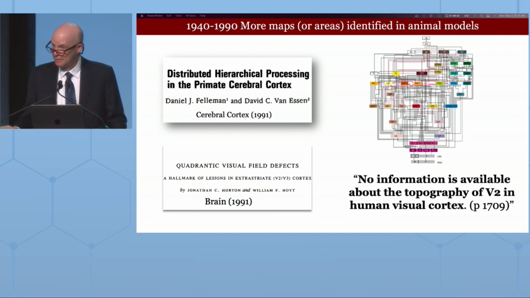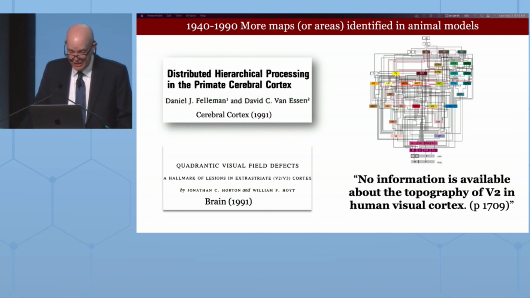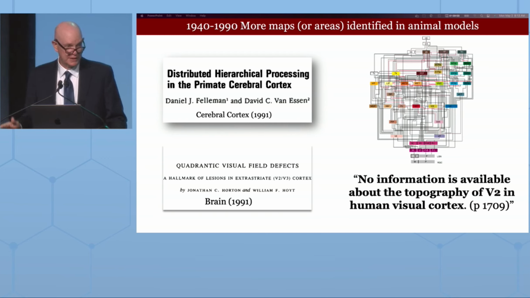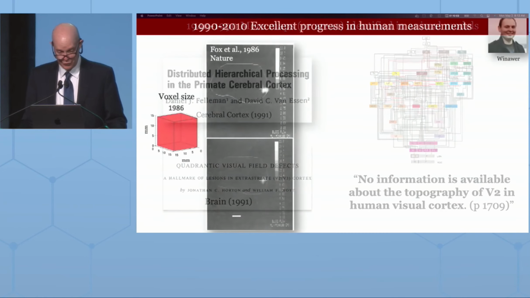But by the way, different animals had quite different organizations. In the human, we had this very nice paper from my wonderful colleague Jonathan Horton and his colleague William Hoyt, who wrote that even in 1991, at the time of the Felleman and Van Essen diagrams, nothing was known about the topography of V2, the second visual map in human visual cortex. In fact, in their work, they corrected the Holmes map. That was part of what they were doing.